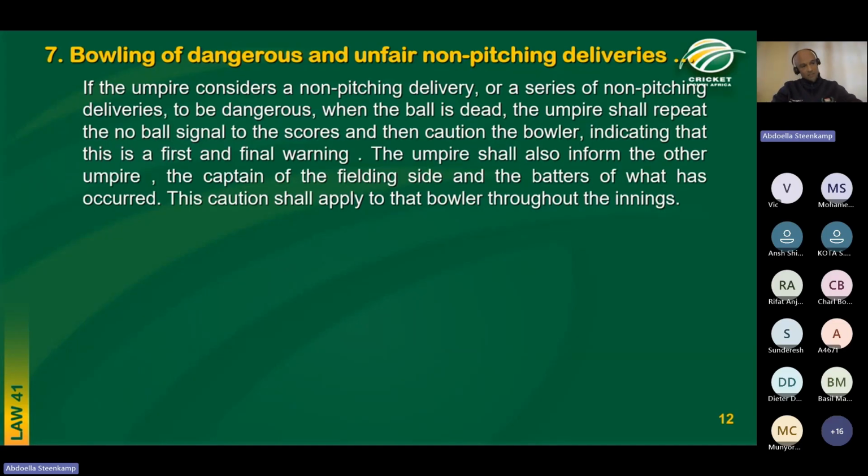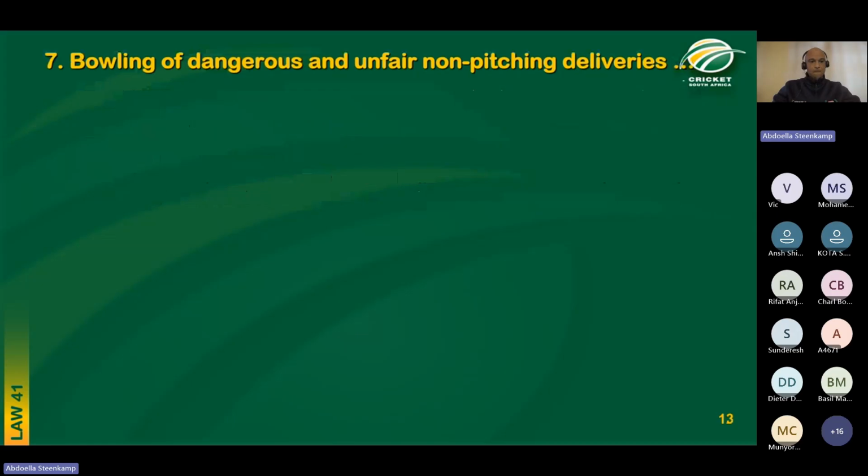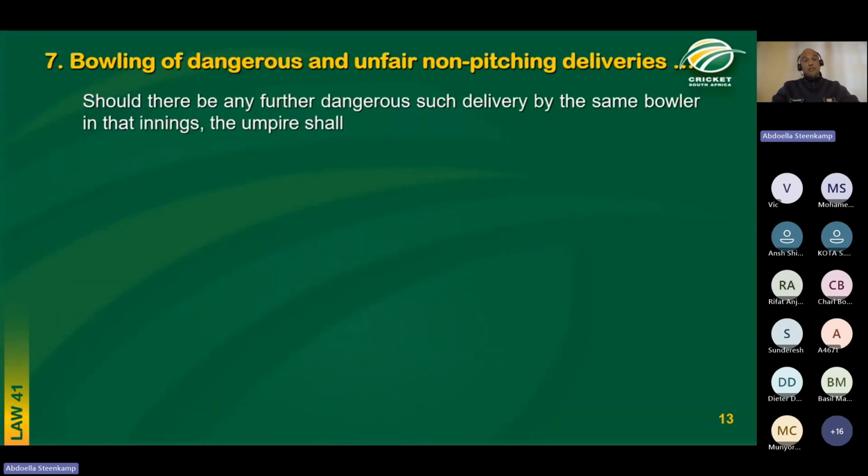So just to recap, if it's above waist height, striker standing upright at the popping crease, you call and signal no ball. Then you also need to judge whether you think it's dangerous, whether that ball could have inflicted physical injury to the striker. And if that is the case, and if it's the first time in the innings, you'll go first and final. Should there, in the same innings, again be a ball above waist height, striker standing upright at the popping crease, and again, in your opinion, it was a dangerous delivery.